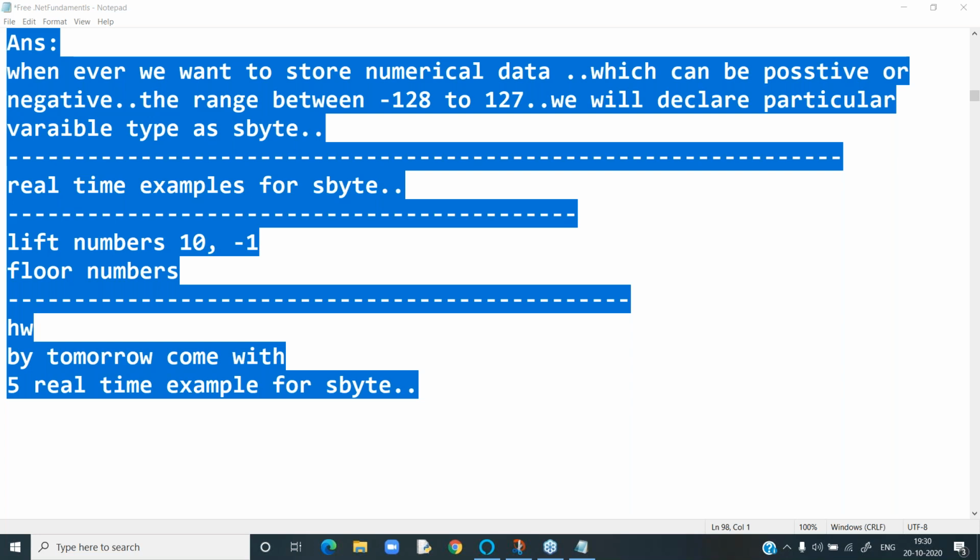Marks will never come under this. Right. Next. Right. Next. Right. Bank balance will never come under this. Why? Because bank balance is a fractional value.